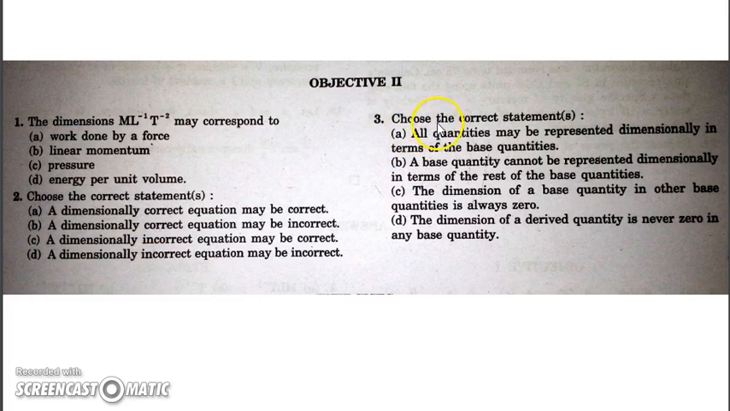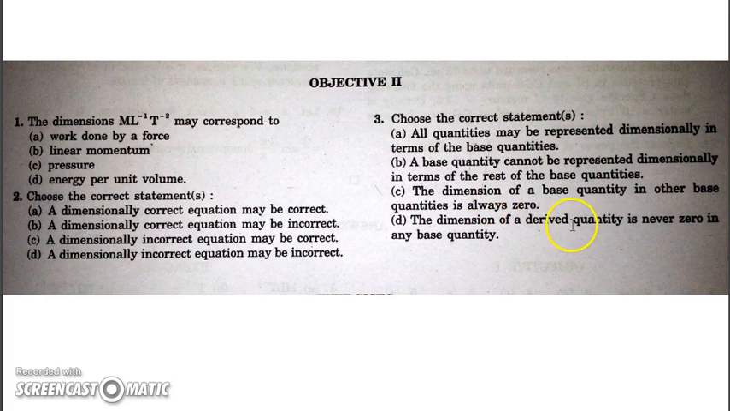The last one is choose the correct statement. All physical quantities may be represented dimensionally in terms of base quantities. Obviously, all physical quantities can be expressed in terms of base quantities. A base quantity can never be represented dimensionally in terms of the rest of the base quantities. These are the properties of fundamental or base quantities. So B is also correct. The dimension of a base quantity in other base quantities is always 0. That is just a different way of saying option B, so it is also correct.